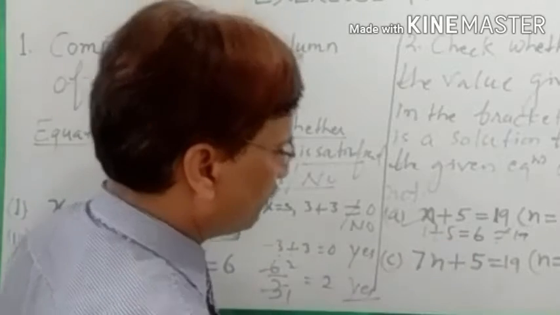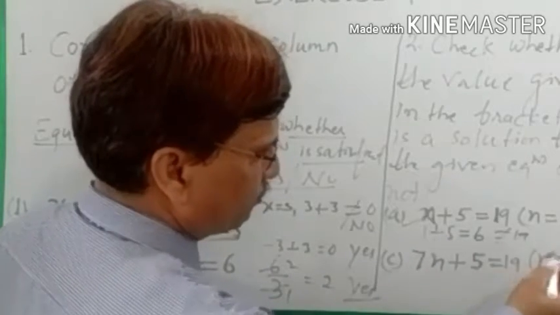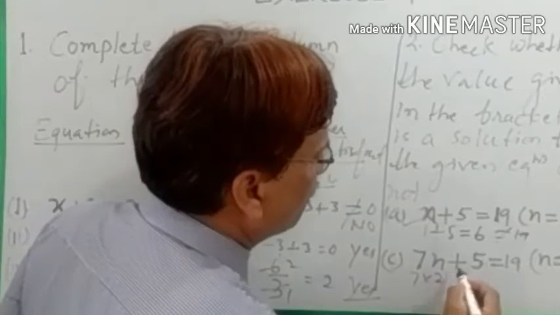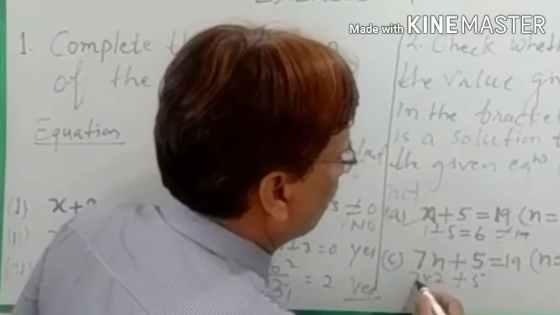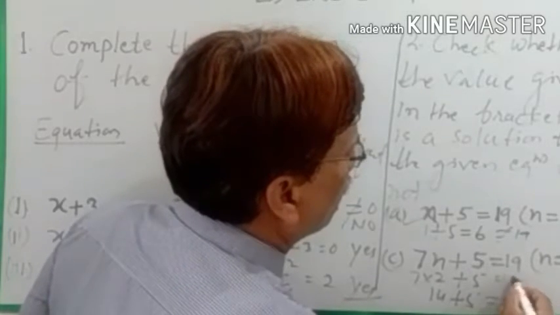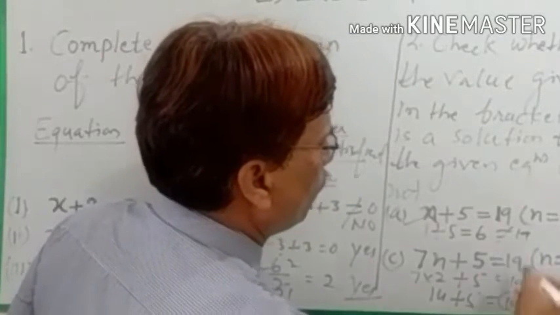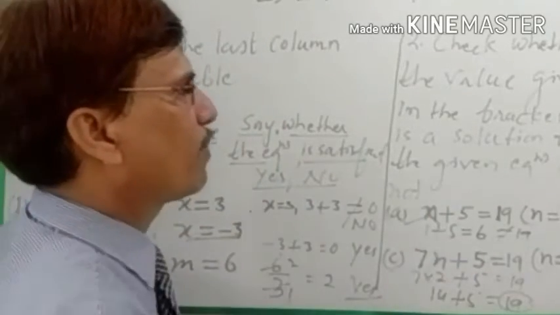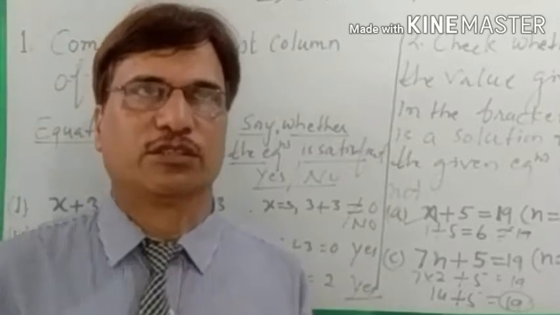In question C, 7n plus 5 is equal to 19. If you put 2 in place of n, 7 twos are 14 plus 5 is equal to 19. So n is equal to 2 is the solution of the given equation.